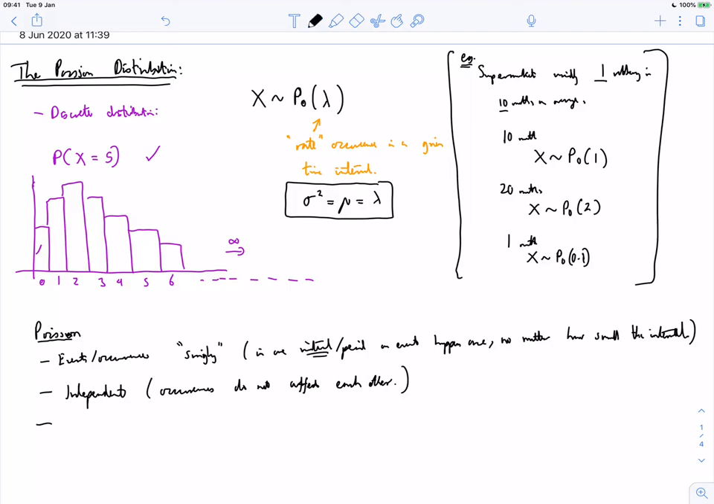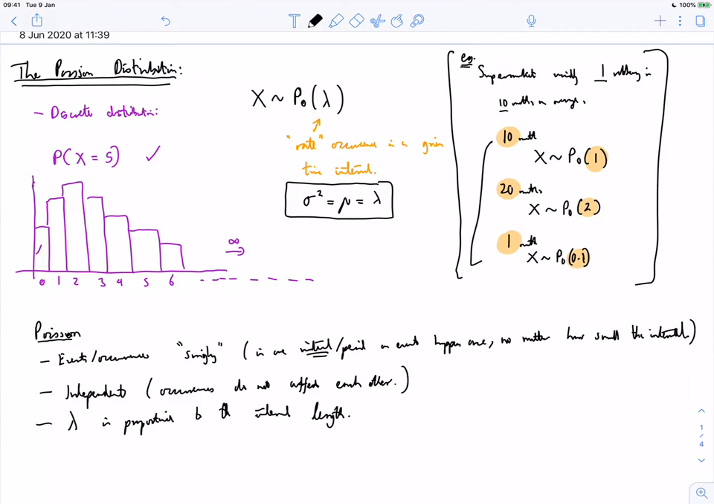Next up, we also need, essentially what I've said over here, that lambda is proportional to the interval length. Notice how lambda's 1 when the interval's 10, lambda's 2 when the interval's 20, and lambda is 0.1 when the interval is 1. It has to be scaled up. Lambda entirely depends on the interval that you're actually talking about.